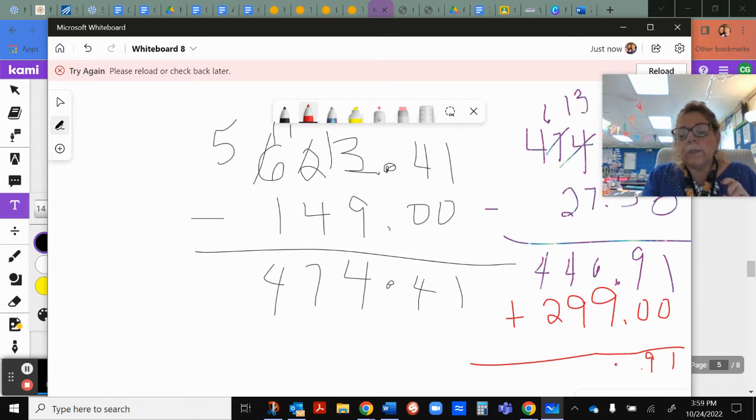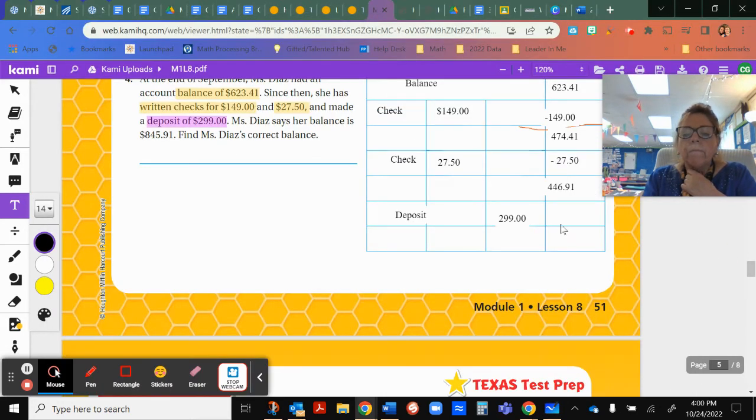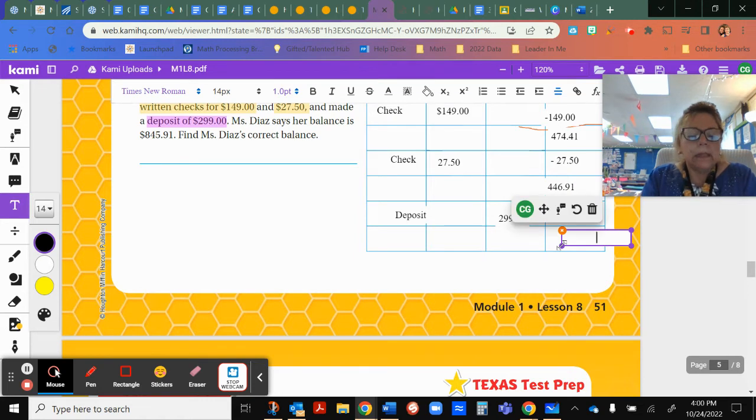If we look at her balance to what we need, right? 9 plus 6 equals 15. Regroup. 9 plus 1 is 10, plus 4 is 14. Regroup. That's 4, 5, 6, 7. All right, so the total is $745.91. And that's what I got. So I have $745.91. I go in and put in my dollar sign.